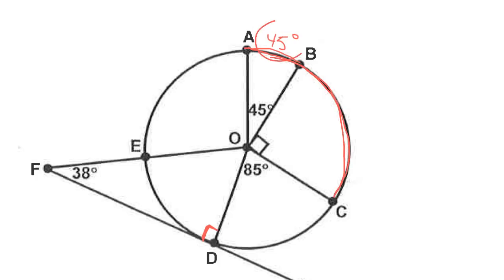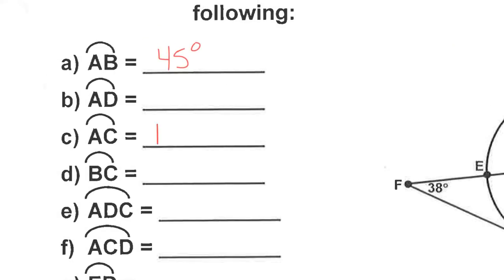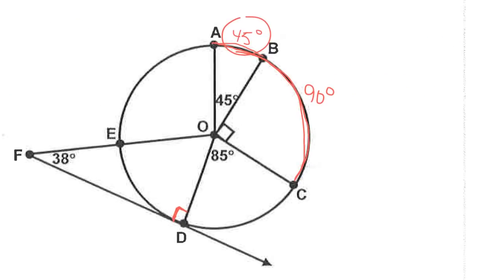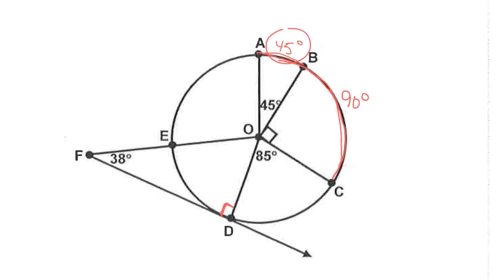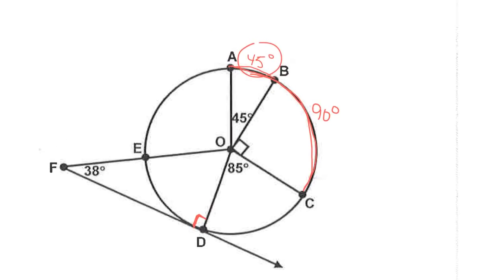Now, I know this is 45, and I know this is 90, so 45 plus 90 will give me the whole thing. Looks like it's 135 degrees. So we got some more here. After that, it looks like it's asking for BC. Can we find, oh, BC is easy. We already pretty much have it. It's 90 degrees.